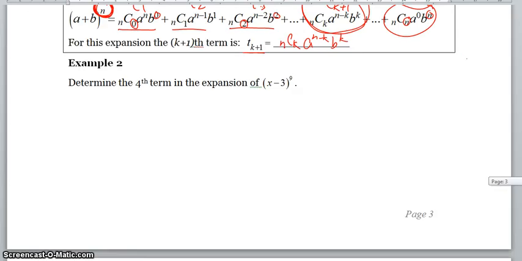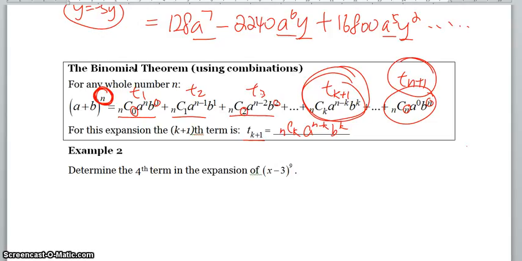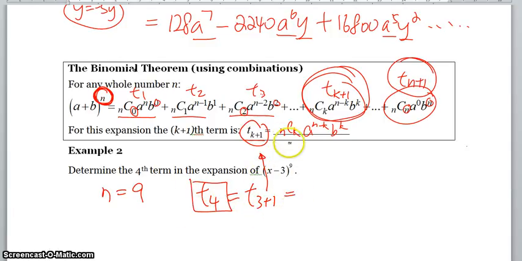The question is, determine the fourth term of the expansion of (x minus 3) to the power of 9. First, the number n is the exponent you have. n is 9. You're looking for the fourth term, like when we studied sequences and series back in grade 11. According to my formula, if you're looking for the fourth term, what number plus 1 is 4? It's 3, right? So looking for the fourth term is the same as letting k be 3. That's how you match this formula. Now let's use my formula, nCk.